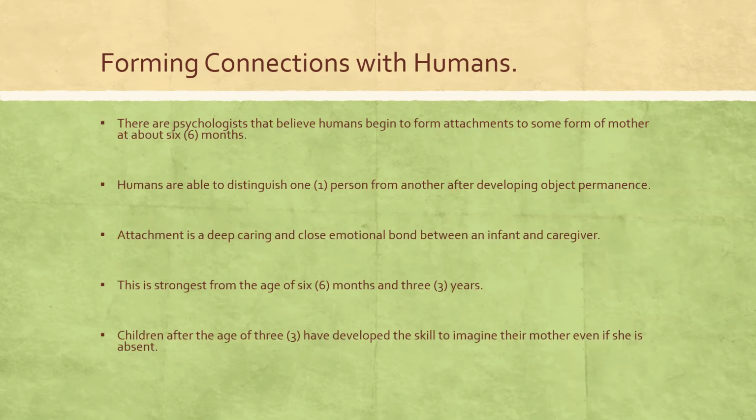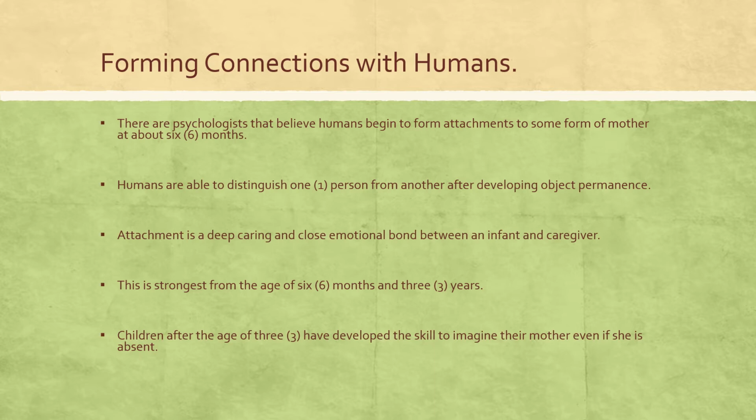So, forming connections with humans. There are psychologists that believe humans begin to form attachments to some form of mother at about 6 months. This is because humans are able to distinguish one person from another after developing object permanence. We've learned about that already.